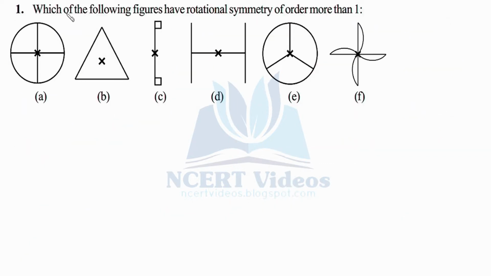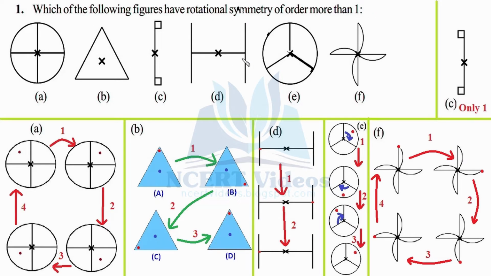Question first: which of the following figures have rotational symmetry of order more than 1, from A to F? Well, so far we have studied that any object in this world will have an order of symmetry of at least 1. Even you as a person have order of symmetry 1, because we can rotate you clockwise or anti-clockwise, and after a 360 rotation you will be at your original position. Therefore, you have an order of symmetry of 1. But in this question we have to tell those figures which have rotational symmetry of order more than 1, that is 2, 3 and so on.